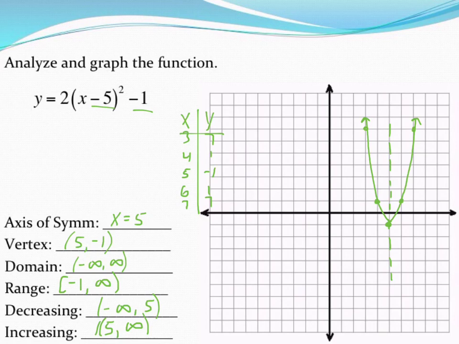I've used my table on my calculator to find these points to get a look and see what this graph would look like. My range then was the lowest it got to was -1, and then it went upwards forever from there, so -1 to positive infinity. Notice the square bracket.